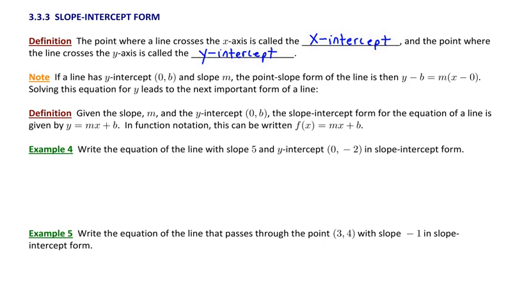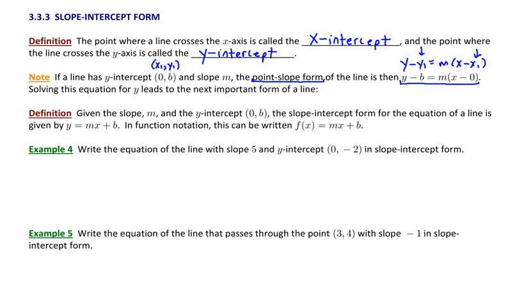If a line has y-intercept (0, b) and slope m, then the point-slope form, what we learned in the previous video, of the line is given by y minus b equals m times (x minus 0). Remember, point-slope form was y minus y1 equals m times (x minus x1). So if we treat (0, b), the y-intercept, as (x1, y1), then we can plug the ordered pair (0, b) into (x1, y1), and that gives us this equation right here. Solving this equation for y leads to the next important form of a line.